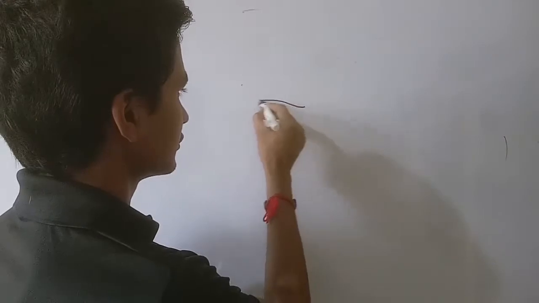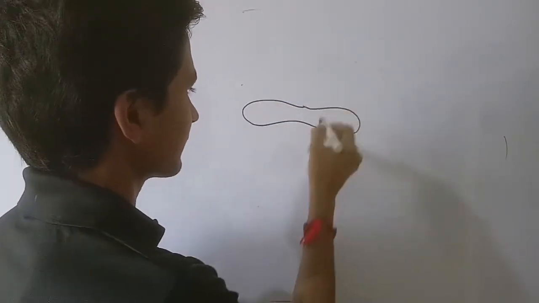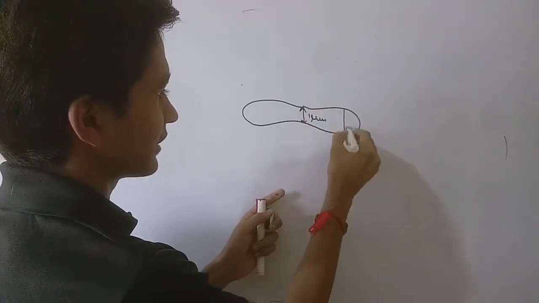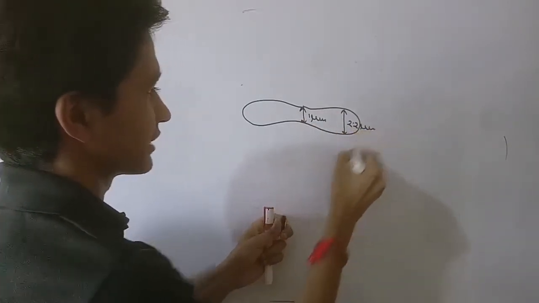As we know, RBC is a biconcave shape, like this. RBC is a biconcave shaped cell, and at the center it is 1 micrometer in thickness, and at the periphery it is 2.2 micrometer in thickness. So RBC is a biconcave, non-nucleated cell, meaning the nucleus is absent in RBC. Now coming to the benefits: why does RBC have a biconcave shape, and what benefits is RBC getting because of it?